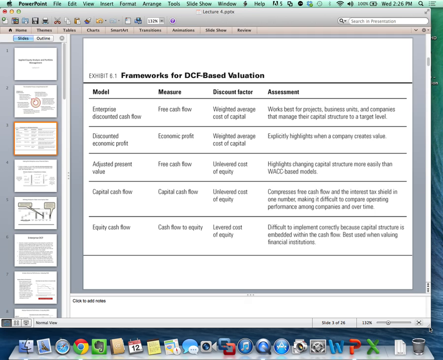Because we have limited time this semester, we're not going to get into it. The textbook actually has a pretty good chapter at the back that talks about the equity method if you want to learn more about it as an overview. Supplemental reading of future choice. The only two I'm going to hold you responsible for are the first two: enterprise DCF and discounted economic profit. Questions about any of that? All right.